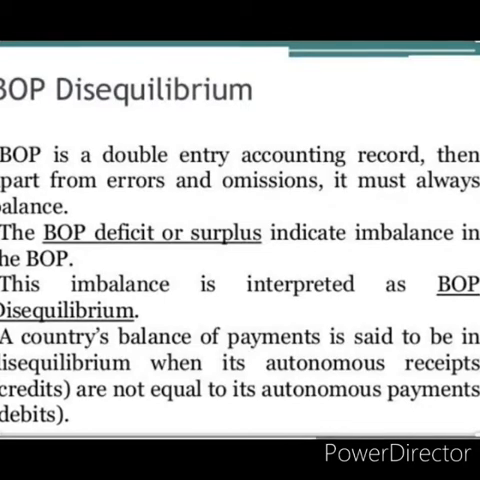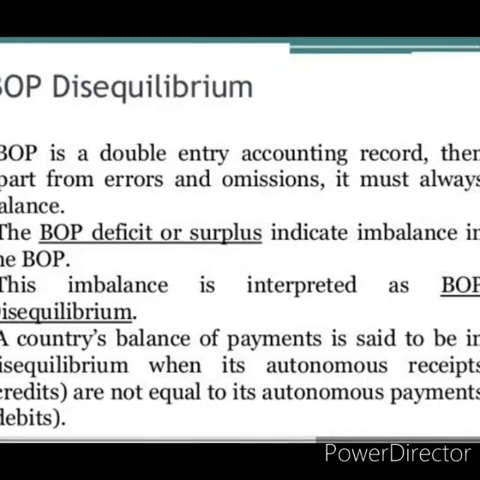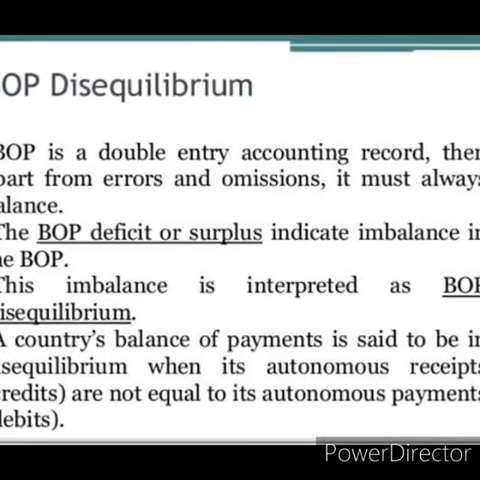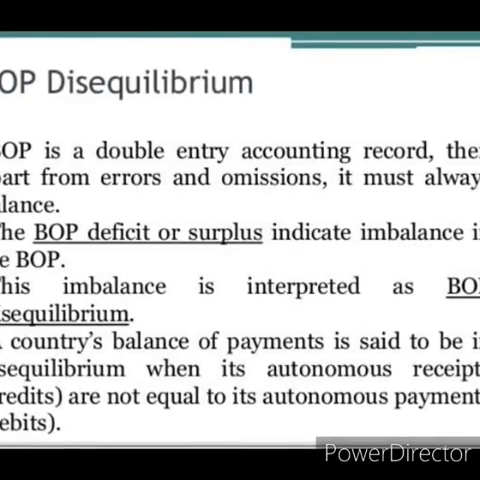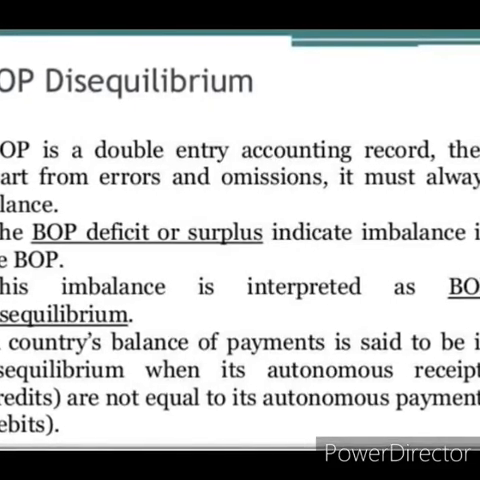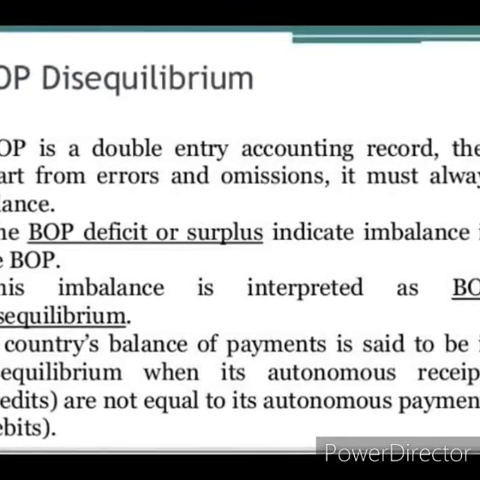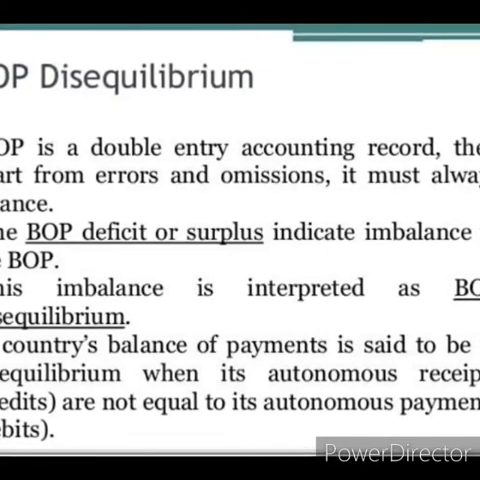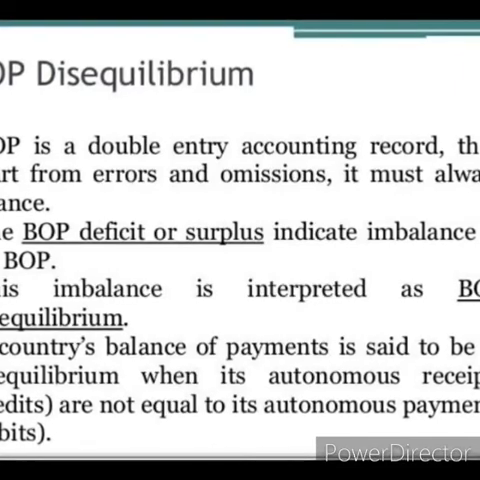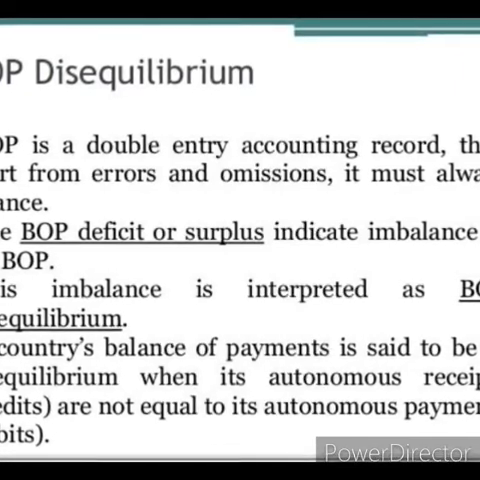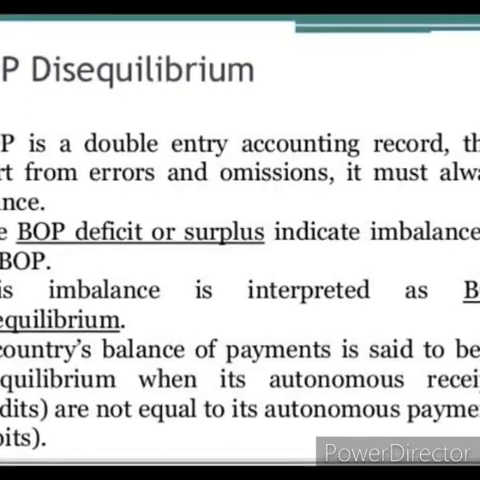The BOP, that means the balance of payment, is said to be balanced when receipts as well as payments are equal. Otherwise we may say that when we divide receipts by payments, it should be equal to 1. Then we may say the balance of payment is equalized, balanced. When it is unfavorable to us, we say that there is disequilibrium in the balance of payment.